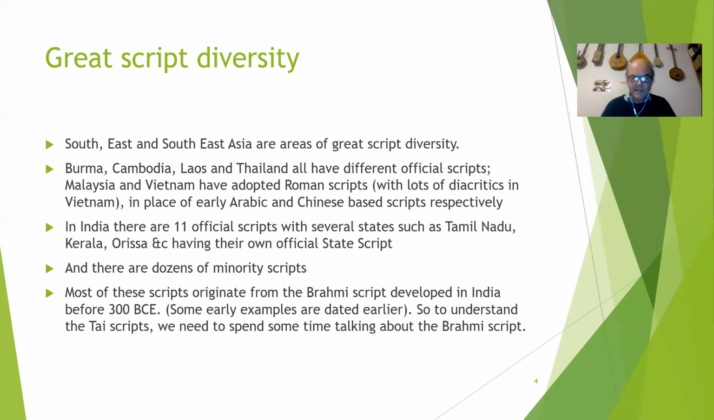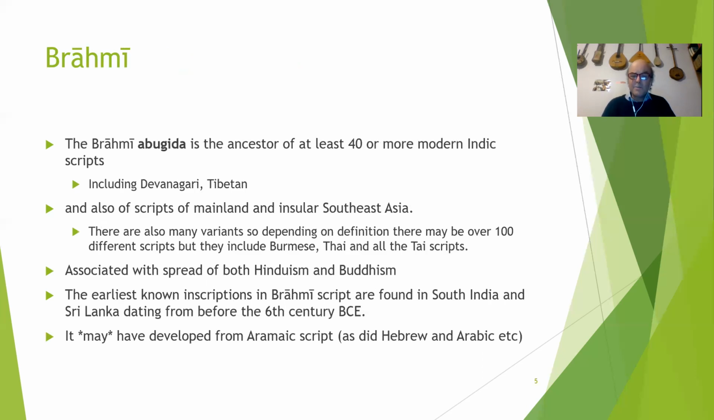I'm not going to enter into that today, but if we're going to understand the Thai scripts, we need to spend a moment talking about the Brahmi scripts first. So the Brahmi Abugida is the ancestor of at least 40 scripts, and probably more, including Devanagari and Tibetan scripts used in India and around, and also of the scripts of mainland and insular Southeast Asia. That means the islands. So there were scripts that were used in Java, in what is now Indonesia.